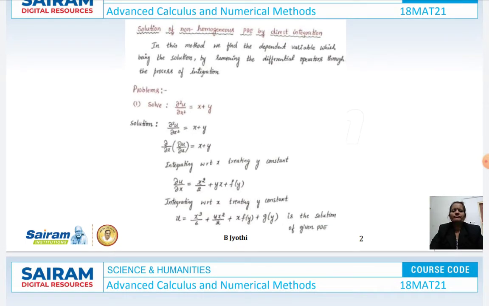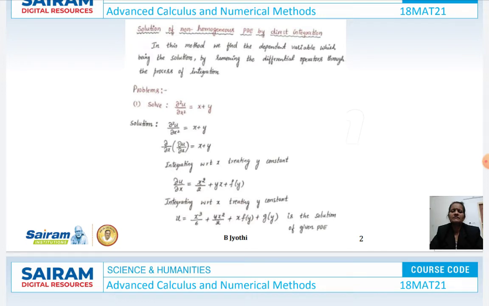The solution of non-homogeneous PDE is done by direct integration. In this method, we find the dependent variable, which is the solution, by removing the differential operators through the process of integration. So let us see the problem. First problem: ∂²u/∂x² = x + y.